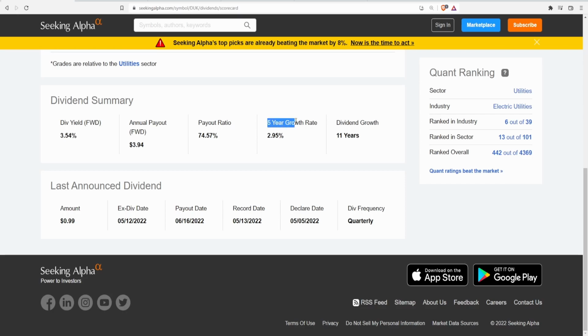The 5-year growth rate on this dividend is only 2.95%, which is fairly low. However, their dividend growth has been 11 consecutive years, which is really, really solid. The ex-dividend date is coming up as of the 12th of May. Payout date is on June 16th, and they pay their dividends quarterly.